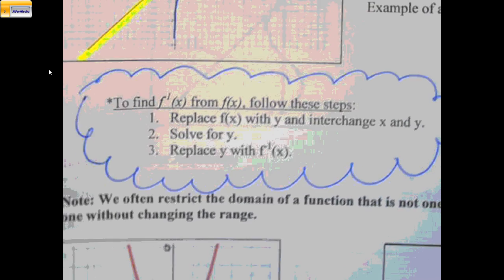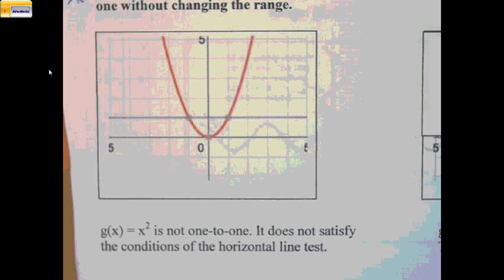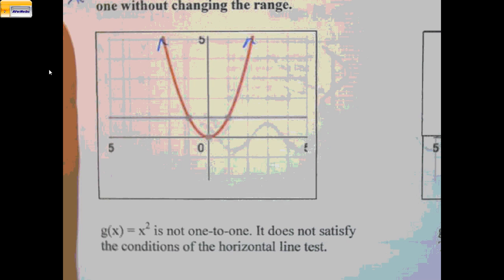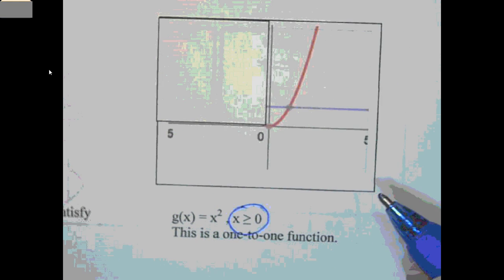Here's what's new for you. It's in bold. Note, we often restrict the domain, the x's of a function that is not one-to-one, to make it one-to-one without changing the range. Here's what that means. We've got x squared here, which makes a parabola. This is not a one-to-one function, but I need it to be. So what we're going to do is restrict the x's so that they are only true if they're greater than 0. Now that I only have this half of the graph, I'm going to reflect it over y equals x, that line right there.